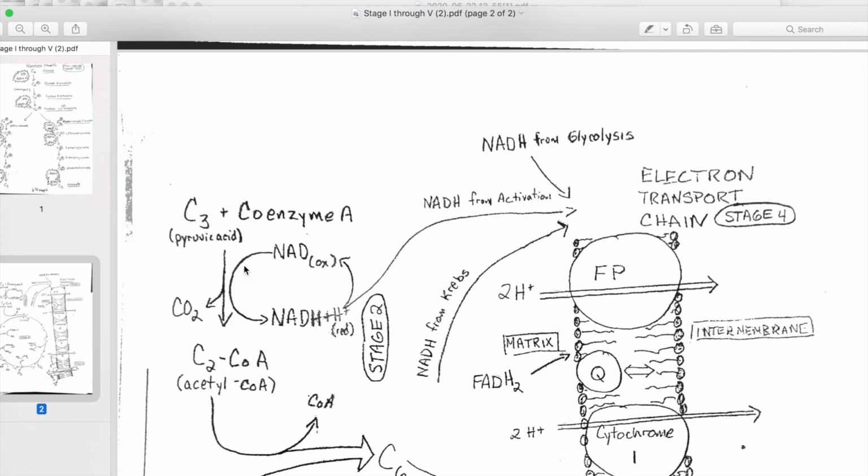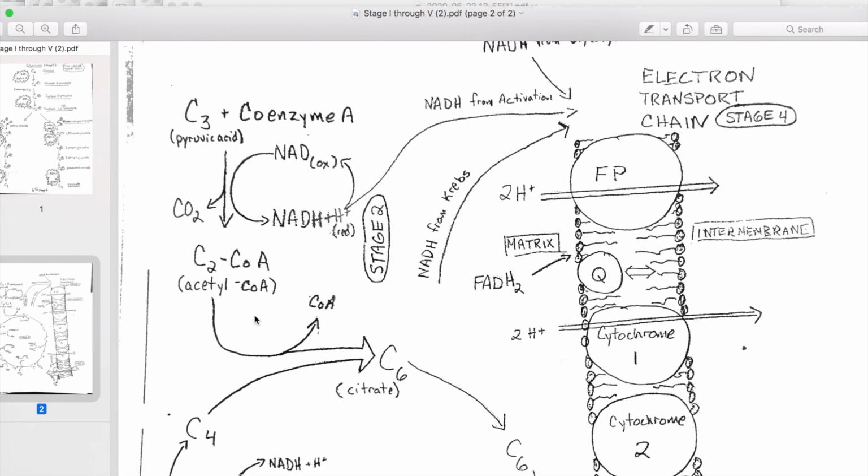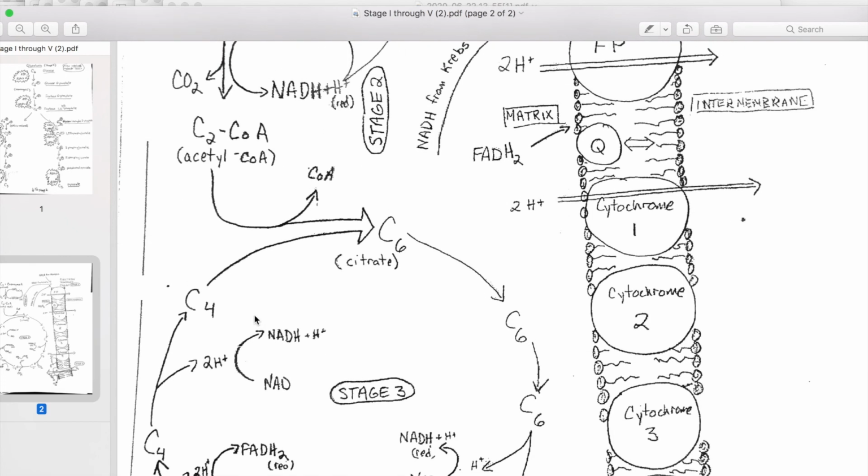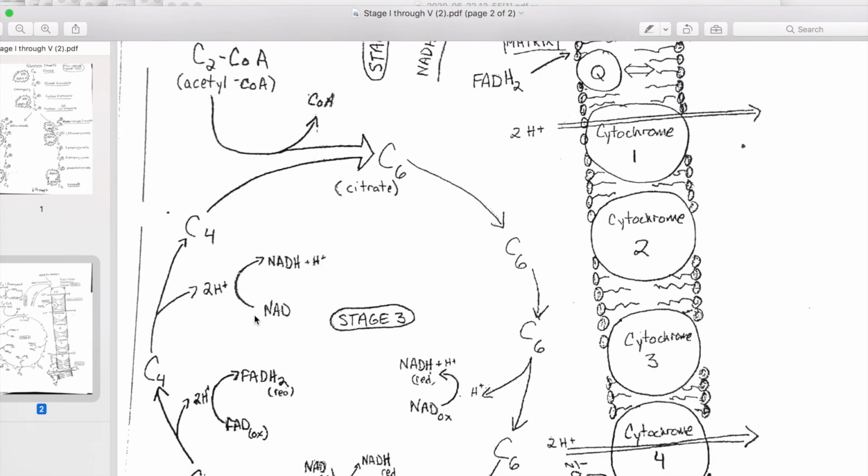In that process, you also charge up another NAD. NAD becomes reduced, and then you're going to see that we're going to use those NADs in stage 4. So in stage 2 happens twice per glucose. 2 NADH is made per glucose, 2 CO2s removed per glucose, and those CO2s are breathed out in your breath. Then we're in the matrix of the mitochondrion, and in the matrix of the mitochondrion is stage 3.